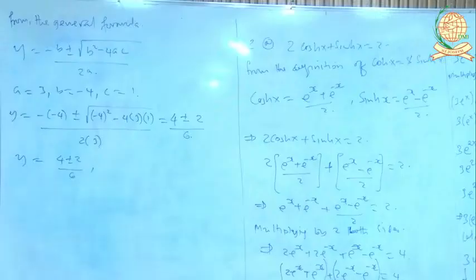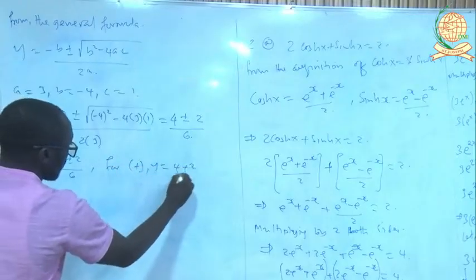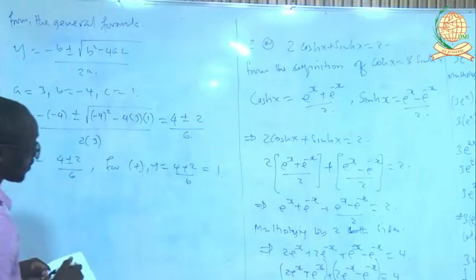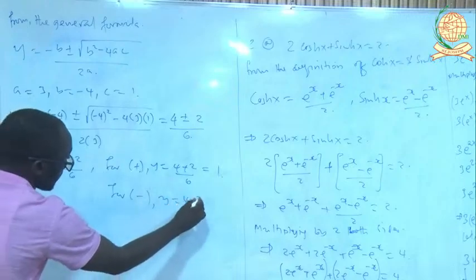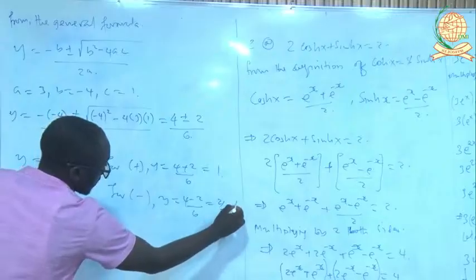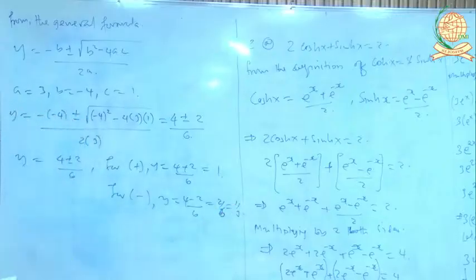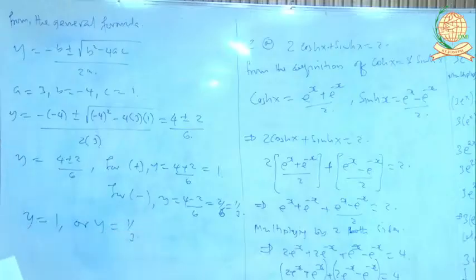That arrangement of plus or minus is going to give us two different values of y, for positive and for negative. So for positive here, the value of y is going to be 4 plus 2 over 6, which is actually 1. And for negative, the value of y is going to be 4 minus 2 over 6, which is 2 over 6, which you can simplify to 1 over 3. So actually from that quadratic equation, the value of y is 1, or the value of y is 1 over 3. So you have to remember something.